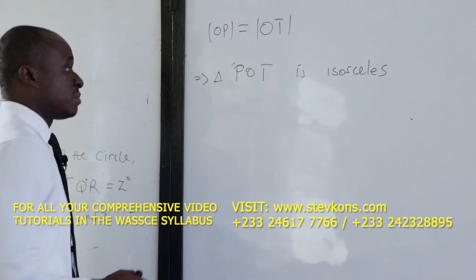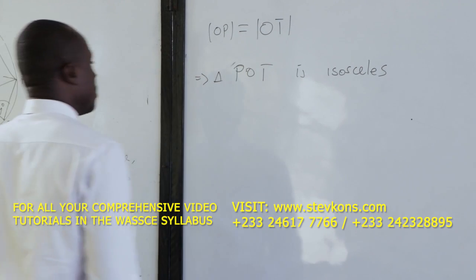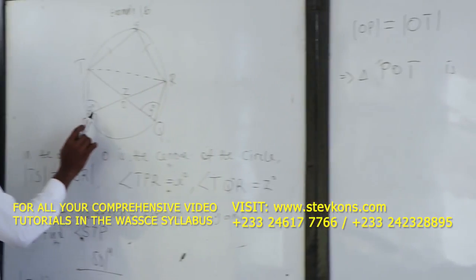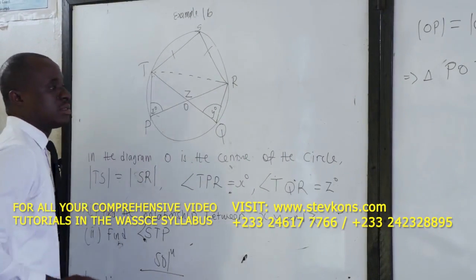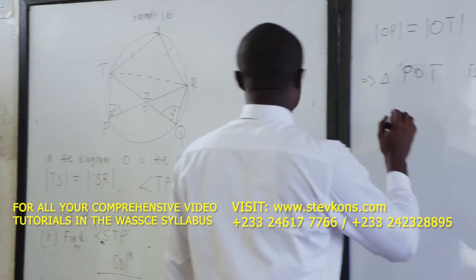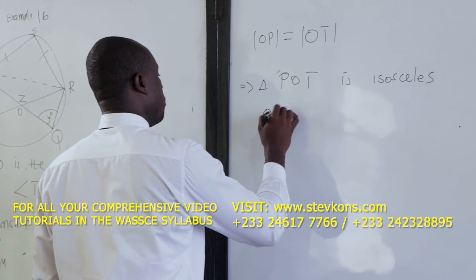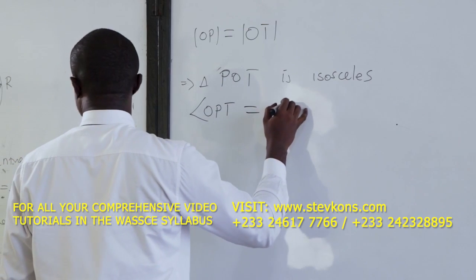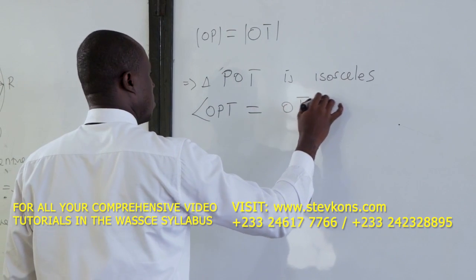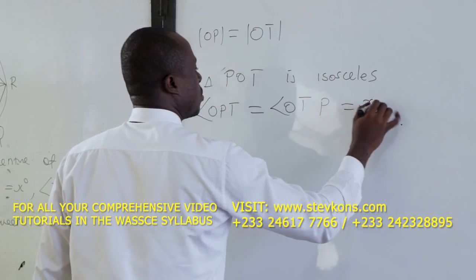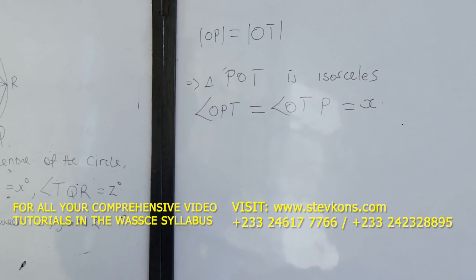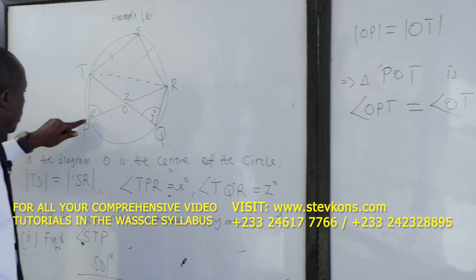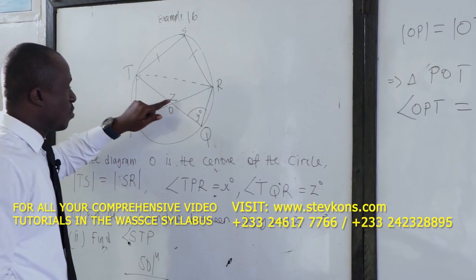That is isosceles. And because it is isosceles, it means that this angle X over here is the same as the X over there. So what are we saying? We are saying OPT is equal to OTP. And this is equal to what? X. And because this is equal to X, what can we say? You can say that X plus X equal to what?